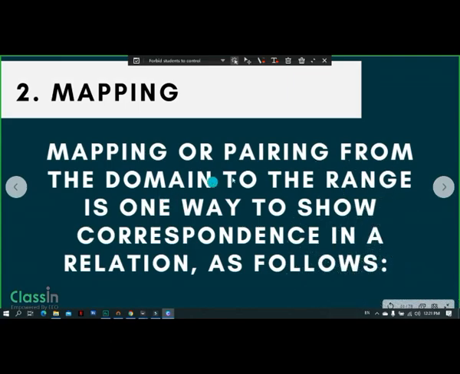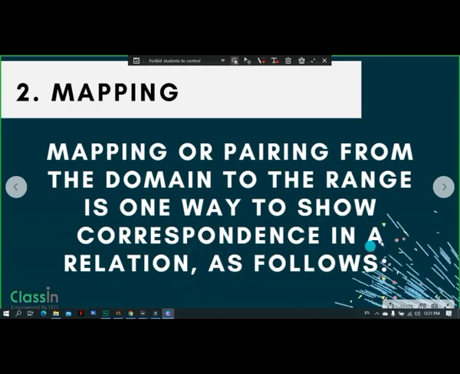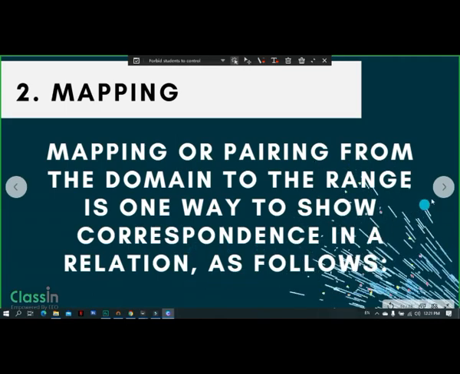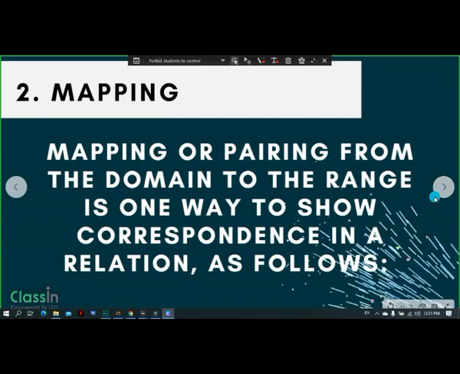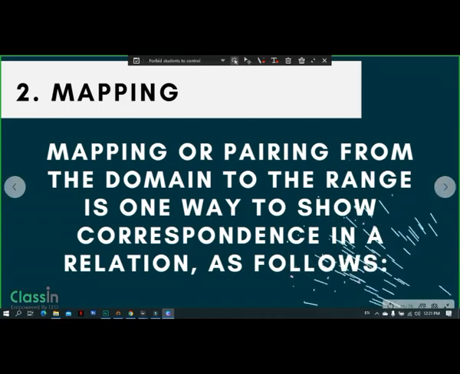We have this what we call the mapping or pairing from the domain to the range is one way to show correspondence in a relation. So, yung kanina yung ginagawa din natin yung mga mapping, katulad yung kay Canor and the IDA case. So, yun po ay example ng mapping.